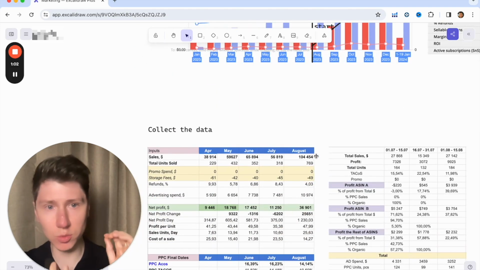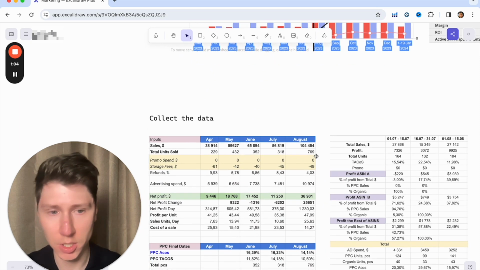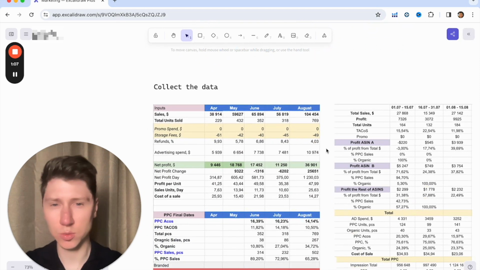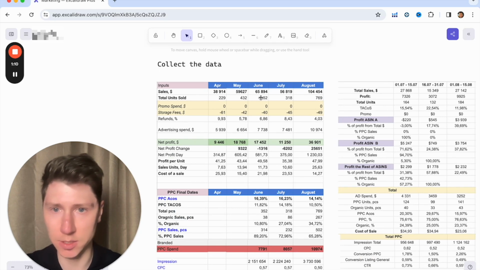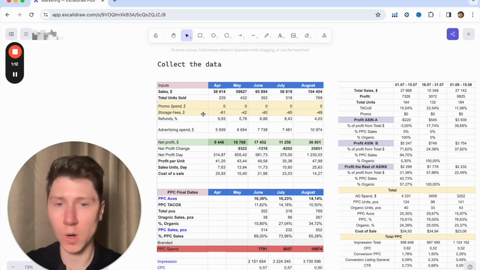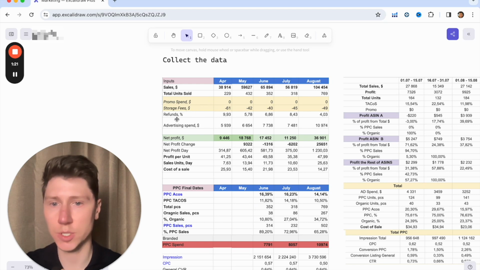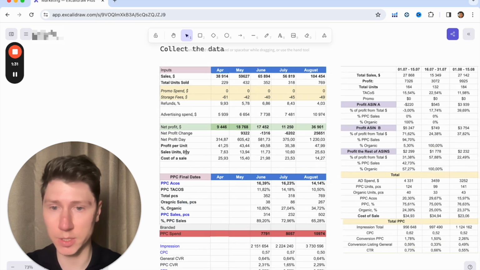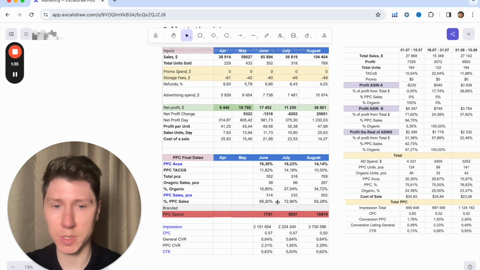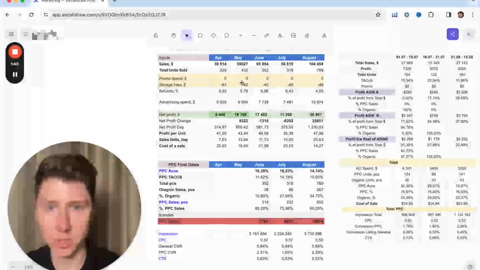First of all, let me show you the high level strategy overview, without getting too deep into the technicalities. First of all, we want to collect the data. We want to know how the brand is doing, collect all the inputs: how many sales we're doing, how many units we are selling, promos, storage fees, refund rate in money, advertising spend, net profit, how profit is changing, and so on and so forth. Profit per unit is a very important metric, as is cost of sale, and then PPC metrics here, and some more technical PPC metrics. So this is month by month.